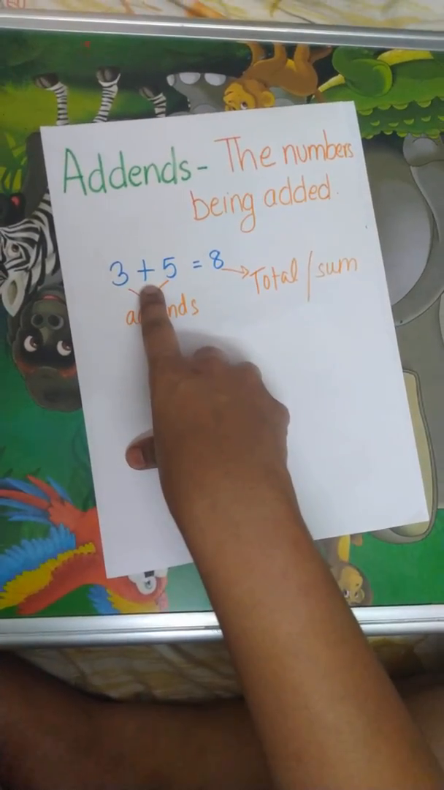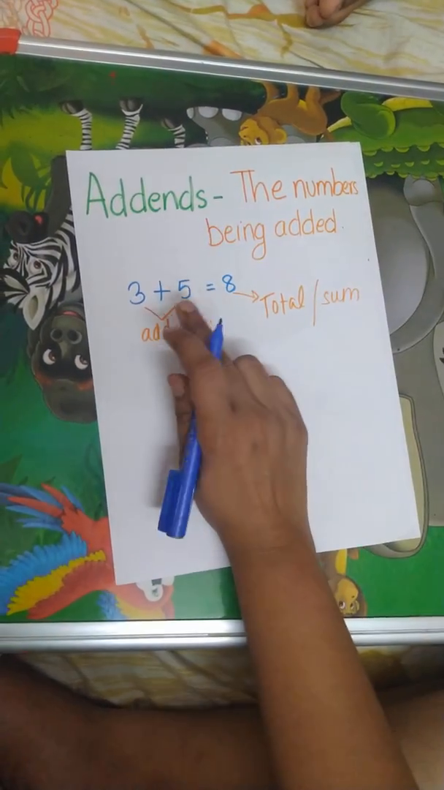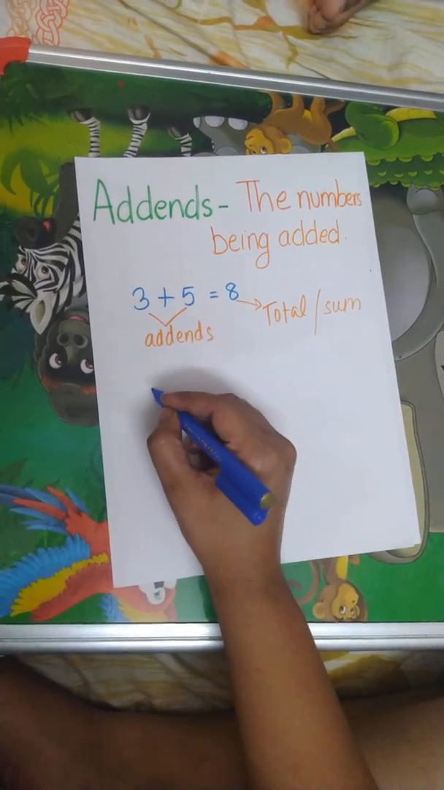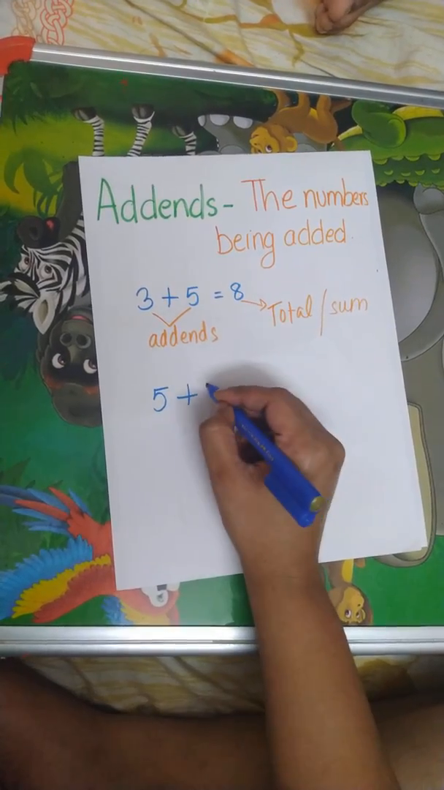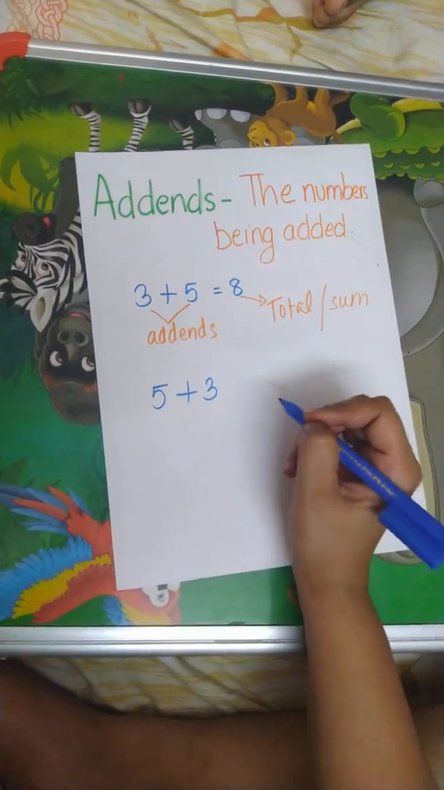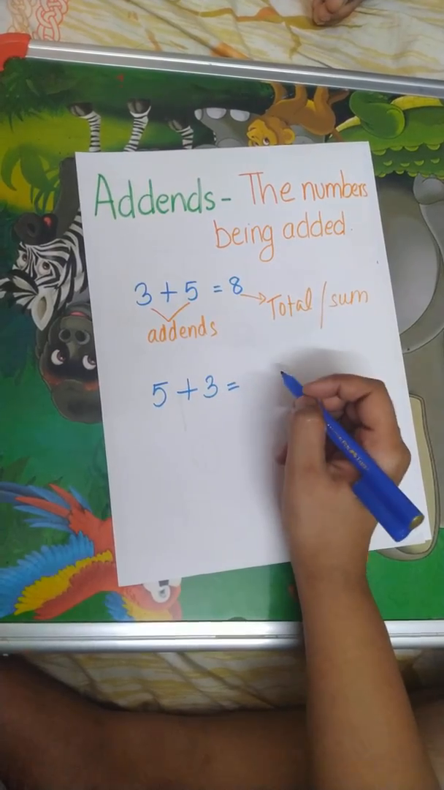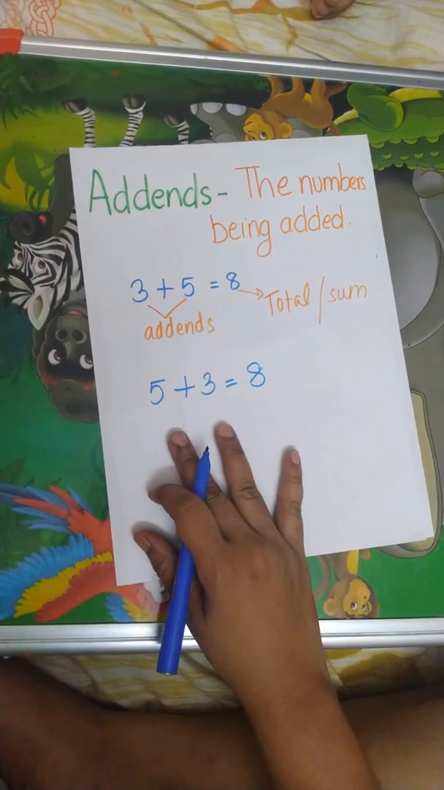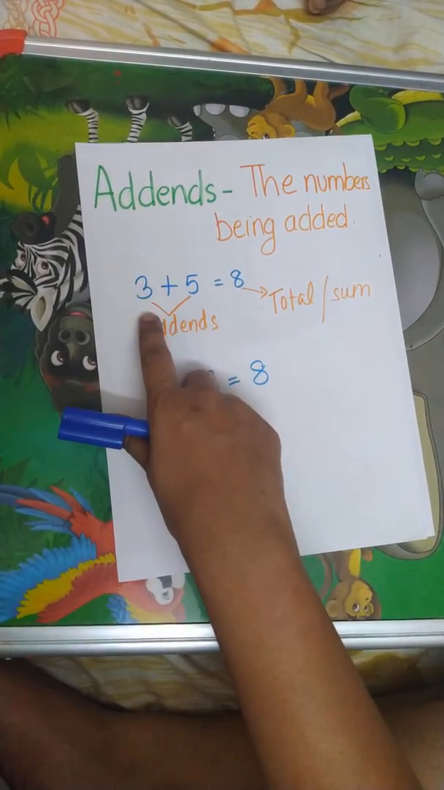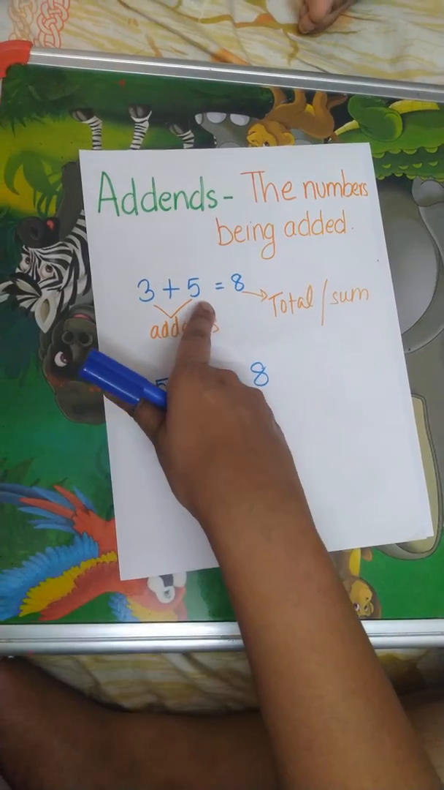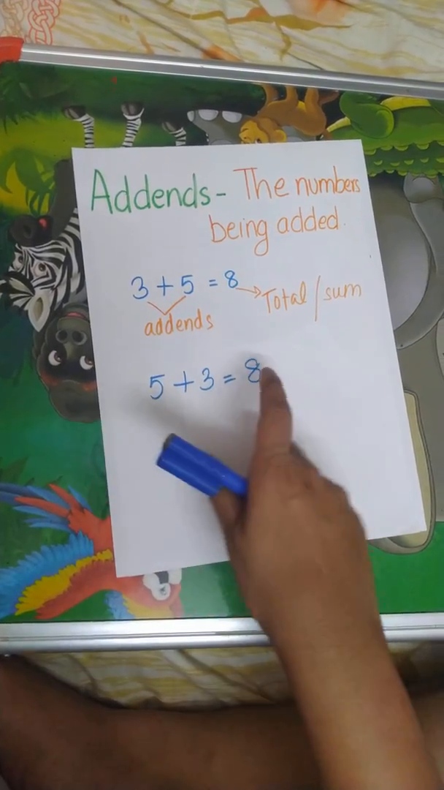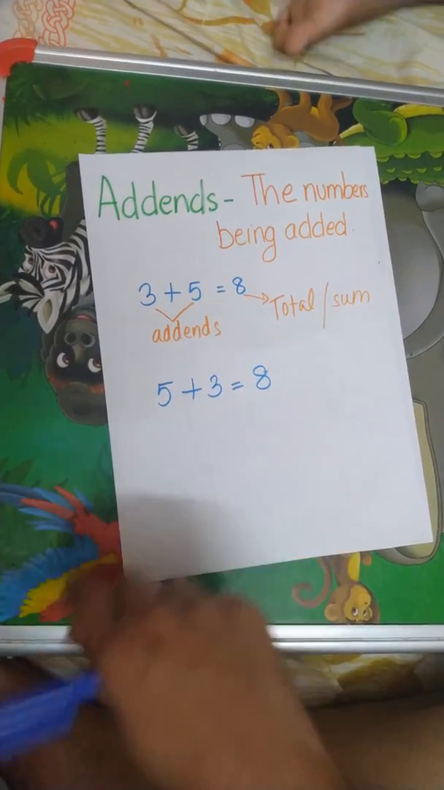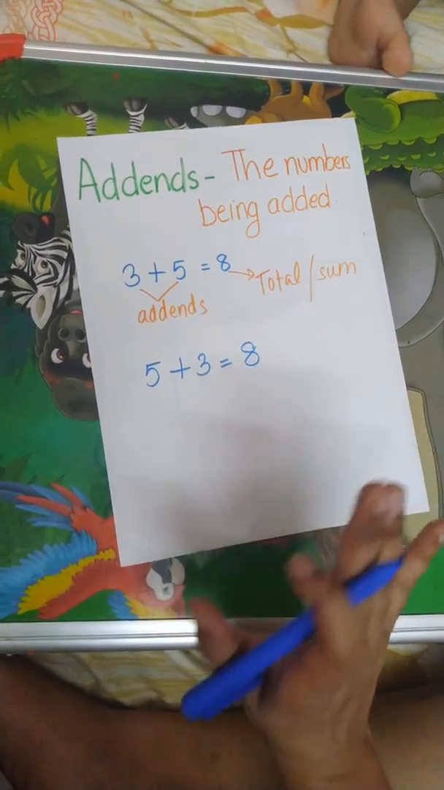I will take this example only. Here I have written 3 plus 5 is 8. Now even if I write 5 plus 3, what is my answer? What is my total? It's 8. So what do we understand with this? That either I write 3 plus 5 or 5 plus 3, my total remains the same. You can test this by using any number, any digits of number.